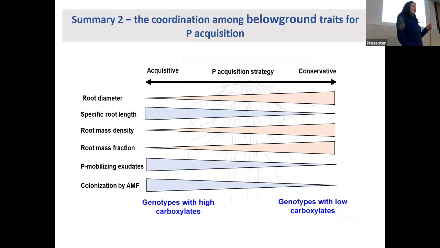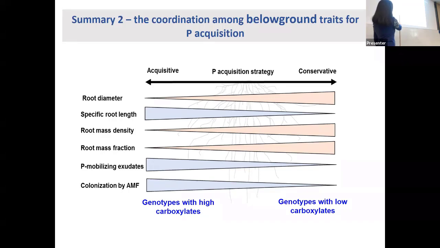So here we have a little summary. For any genotypes with high carboxylates, they also have high AMF colonization, but thinner roots, low root mass density, low root mass fraction, but high specific root length.